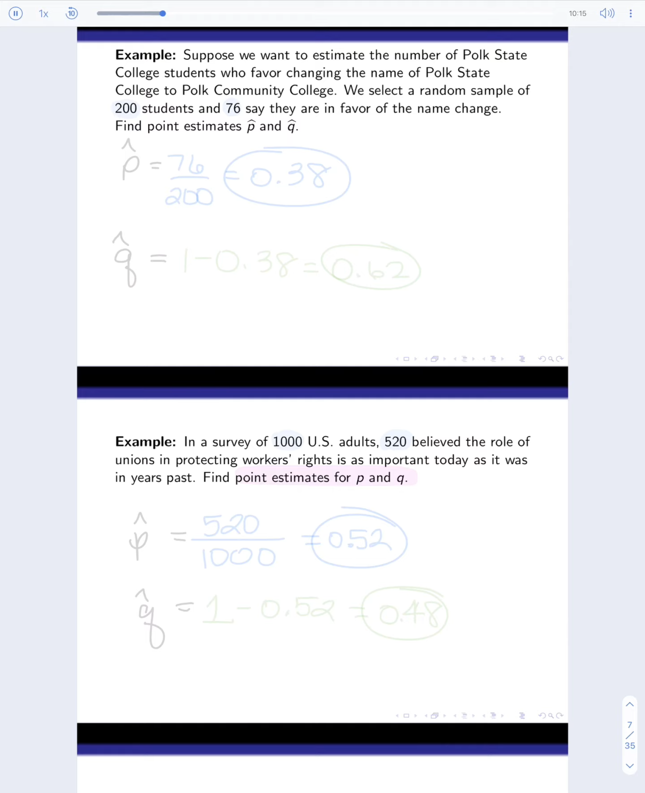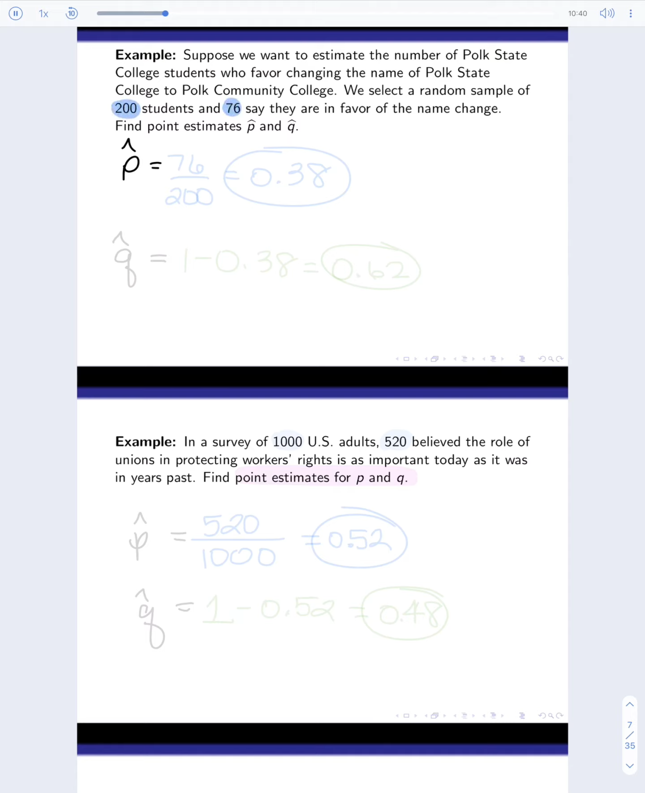Well, if we remember right, p has to do with the probability of success, just like it did in binomial distributions, except the hat just means we're looking at a sample. So don't worry about the little triangular type thing. That's just a little hat saying that we're looking at a sample. Success means that they are in favor of the name change here. Well, how many are in favor of the name change?